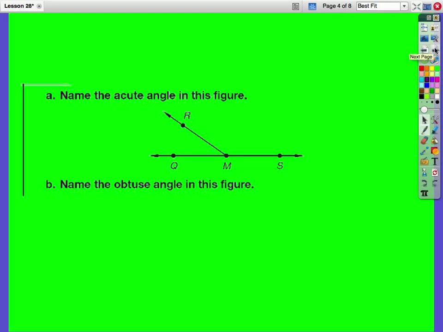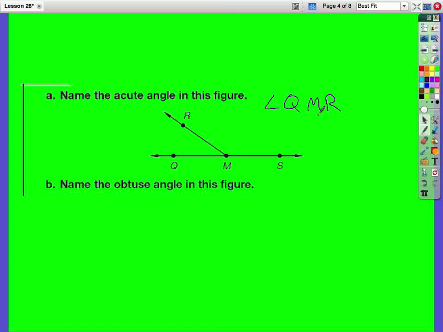So let's get into some examples. Letter A says name the acute angle in this figure. Remember, acute is acute and little. In this case, we can't just say it's angle M because there's two different angle M's. There's this one and there's this one. So we cannot label it angle M. Notice this one's acute and little. So I'm going to say it's angle QMR. My vertex is in the middle. Okay? That's all you have to do to label it.